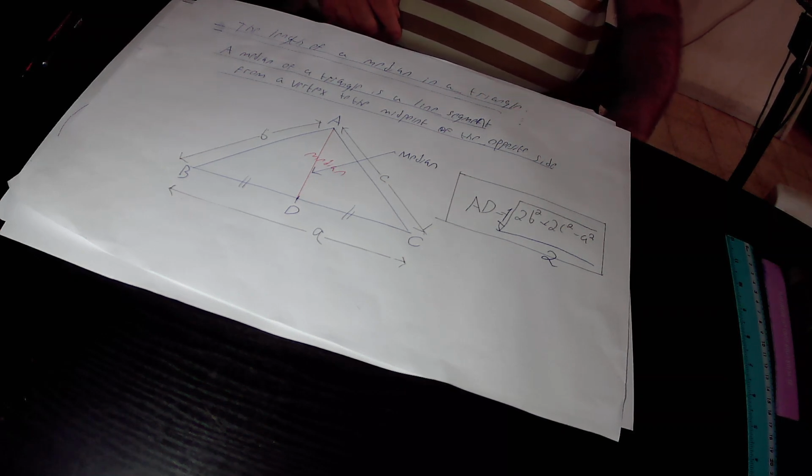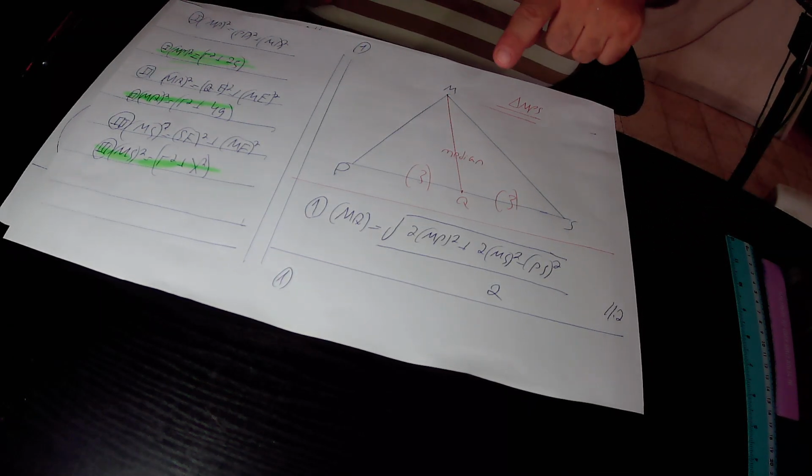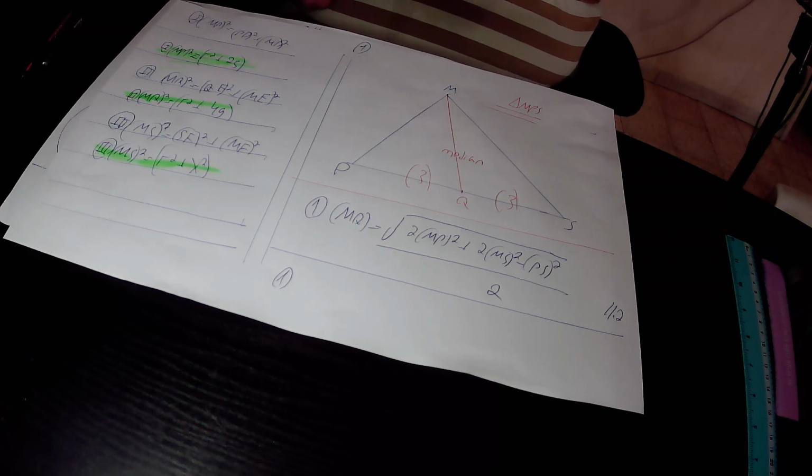So we can implement the formula in order to find out the length of the median MQ. According to the formula, the length of the median MQ is equal to the square root of (2MP squared plus 2MS squared minus PS squared) over 2.